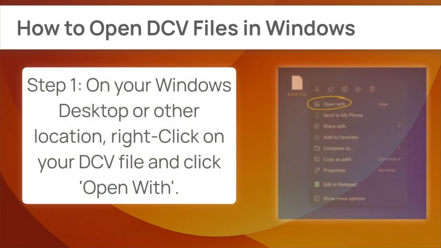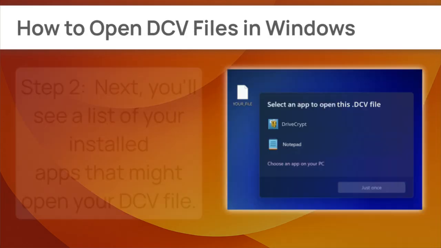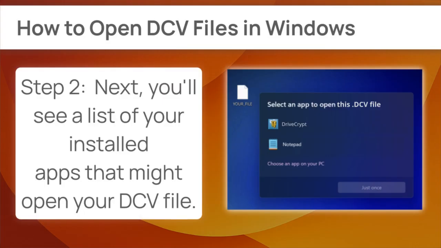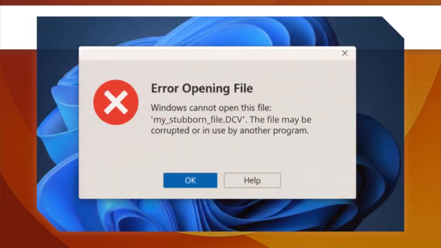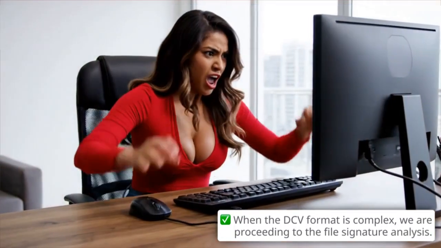Open the menu by right-clicking your DCV file and choosing Open With. Try DriveCrypt first. If it's absent, select another program. This trial and error process is essential for troubleshooting. If the DCV file won't budge, stay calm. Let's quickly diagnose the core issue.